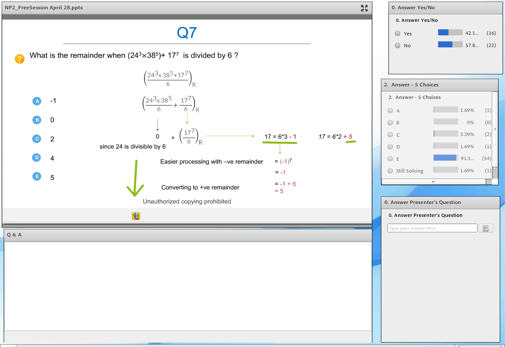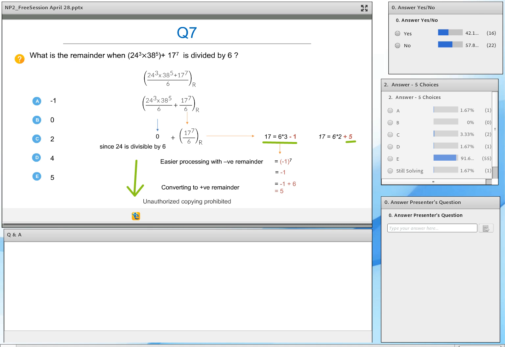Okay, so again, the negative remainder concept pertains to divisibility and remainders. So again, it's a very limited concept, but it's important for you to know for questions such as these.